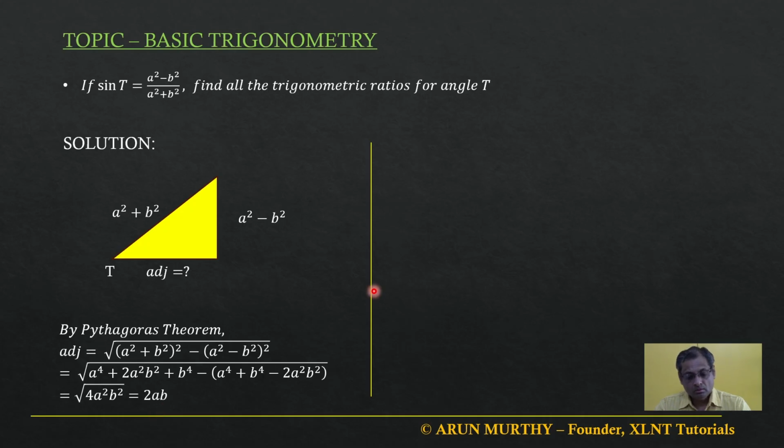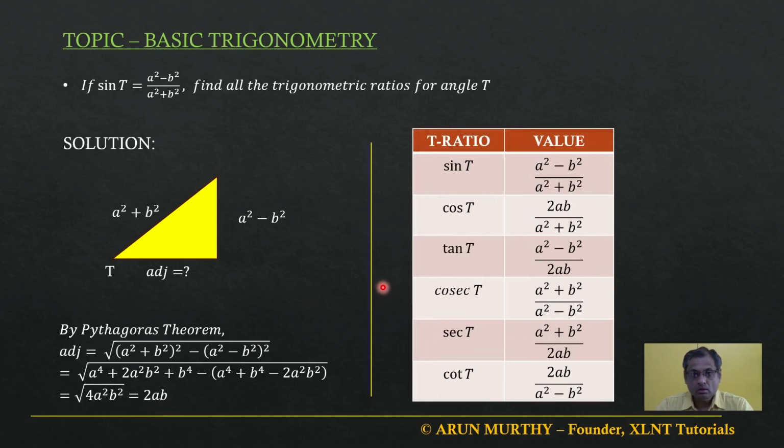Now we can write down all the remaining 5 trigonometric ratios. Sin t is already given, so we can just write it down as it is. Cos t is adjacent divided by hypotenuse, which gives us 2ab by (a² + b²). Tan t is opposite side divided by the adjacent side, which is (a² − b²) by 2ab.